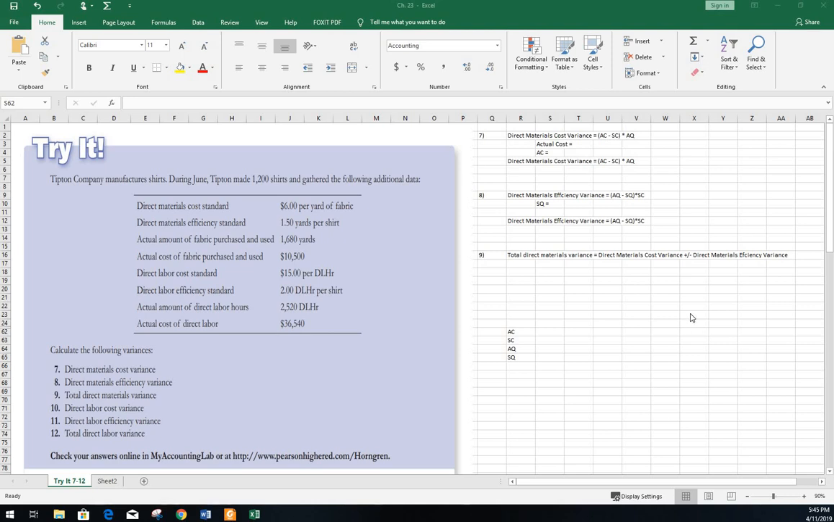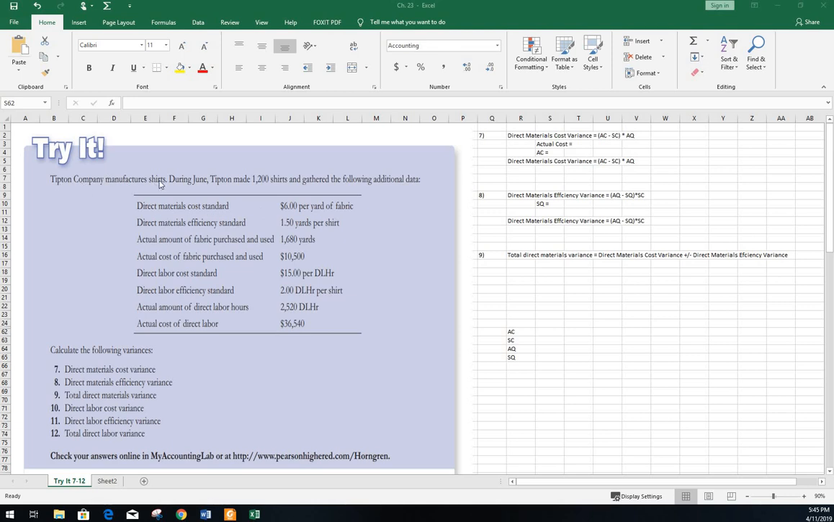Hey guys, I'm going to try to solve the Try It problem from chapter 23. These are numbers 7, 8, 9, 10, 11, and 12. For the purposes of this video, I'm only going to solve 7, 8, and 9 just to keep it short, and I'll do a subsequent video that solves 10, 11, and 12. So let's go ahead and take a look at the problem.